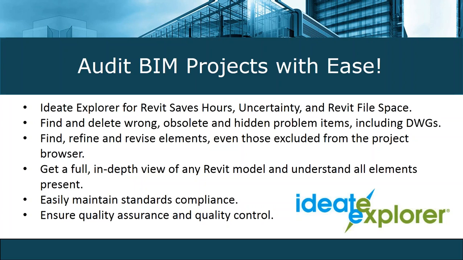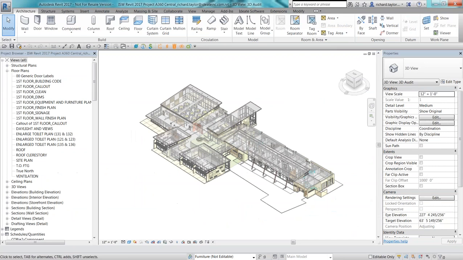And so with Ideate Explorer, you can get a comprehensive list, and then you can quickly understand how those items are being used in your project, and then you can, for instance, modify them in some way or reclassify them in some way. So Ideate Explorer gives you that ability to easily understand all the relationships of those elements. So what I'm going to do is switch over here to Revit.